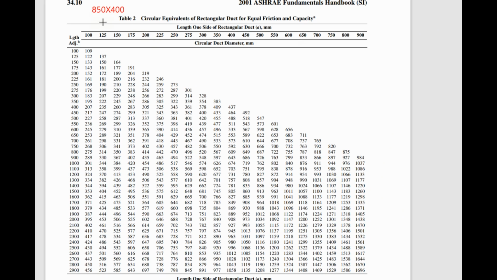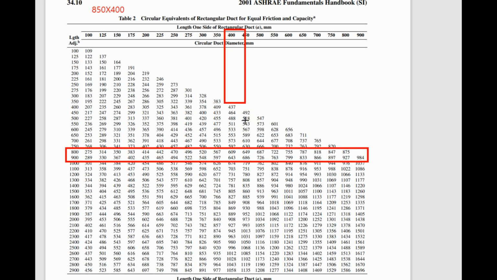Our duct size is 850 by 400. So let us see 850 here. Here are 800, 900, so we will select both values, 800 and 900. Then the other value is 400, and we will select this column. Now we will select both these values for 800 equivalent and 900 equivalent, and by interpolation we will find the equivalent diameter for 850.